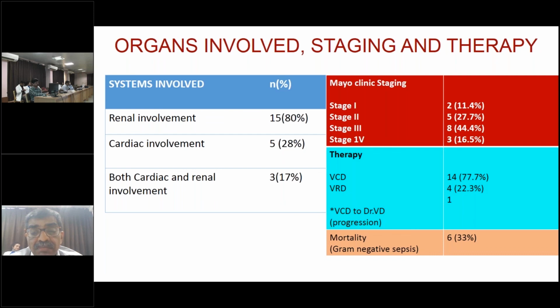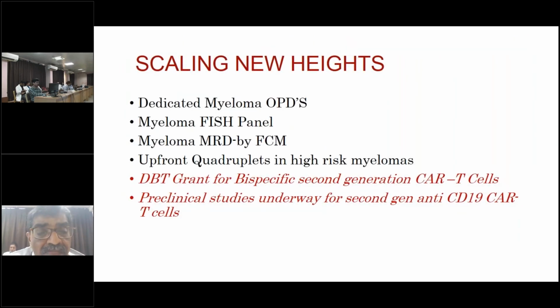The therapy of choice in these patients, as told by Dr. Faima, is directed towards treatment of the plasma cell clone. Most commonly, in view of renal impairment, we treat them with a VCD based regimen. In terms of normal renal function, we give a VRD. One patient progressed from VCD, so we tried to salvage the patient with a daratumumab based regimen. As these patients have a poor immune response, they have a tendency of gram-negative sepsis, and we had 33% mortality attributed to gram-negative sepsis. I'd like to request Dr. Sanjeev sir to take over from here to give the future insights.